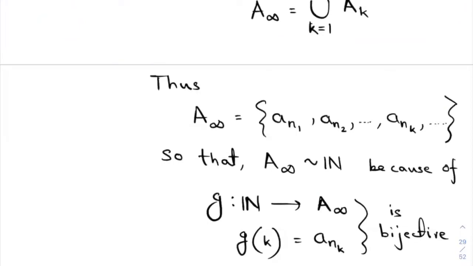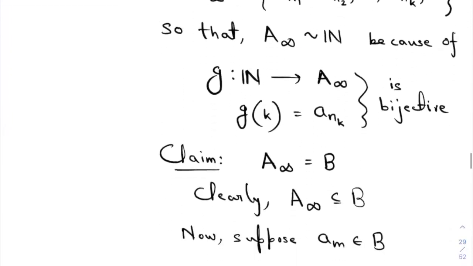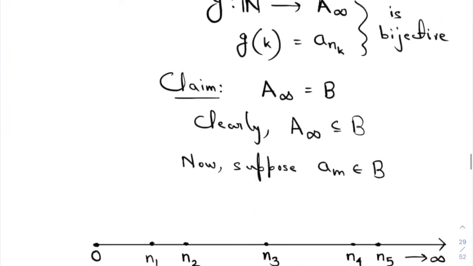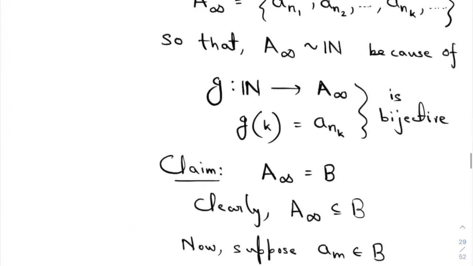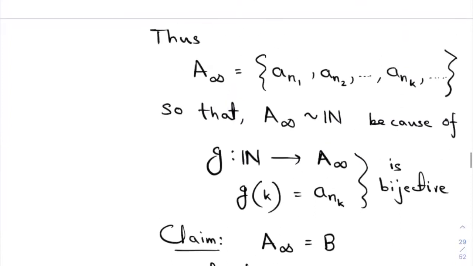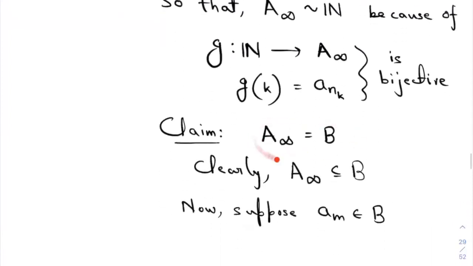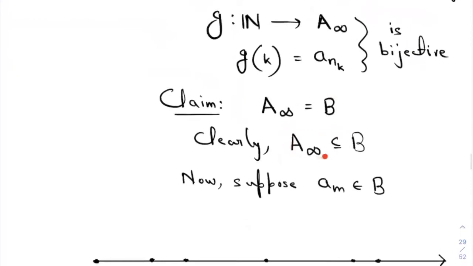Just to be double sure, it's already intuitively pretty much clear, because of the construction, that I'm not missing out on any element of B. But since we're taking this infinite union, let's just make sure that we're not actually missing out on any element. That means I have to show A infinity is equal to B, really. So this is what we have to show. It's pretty clear A infinity is contained in B because elements of A infinity are coming from B, by construction.